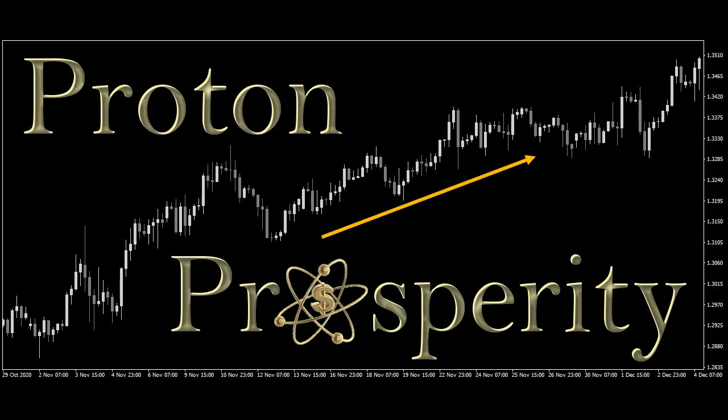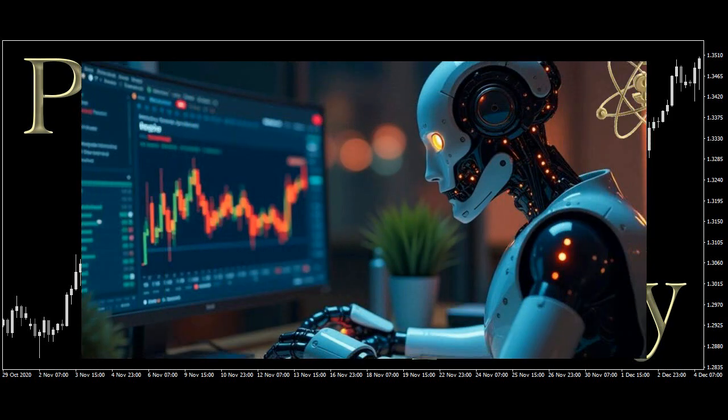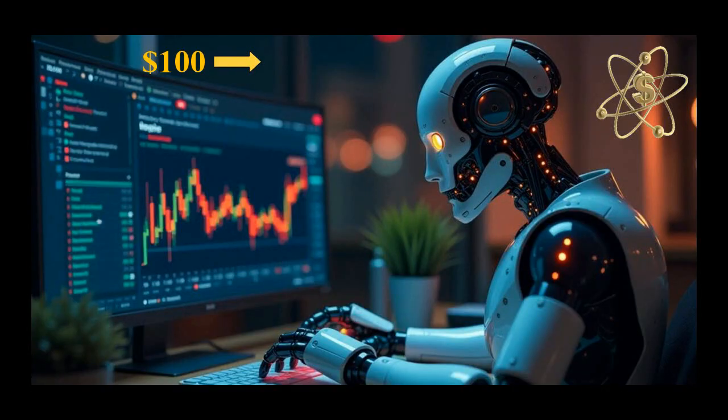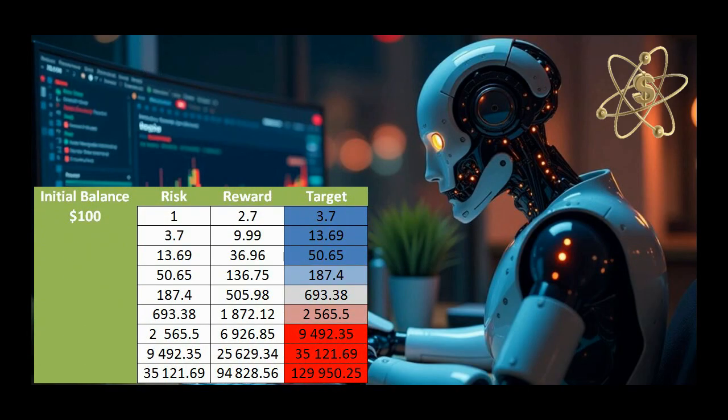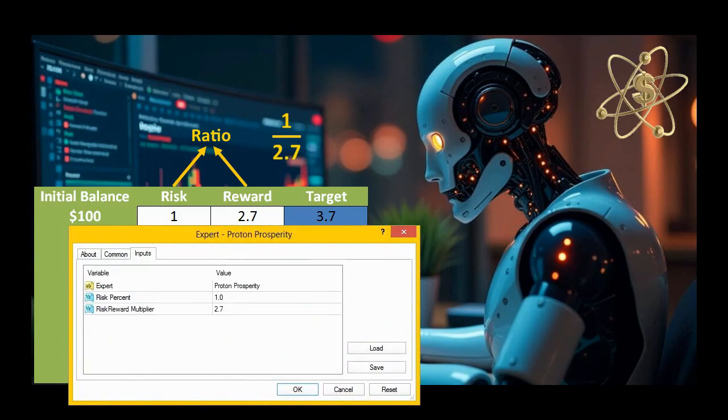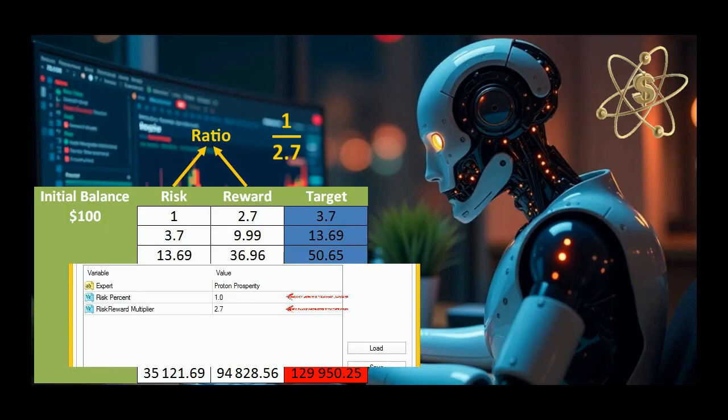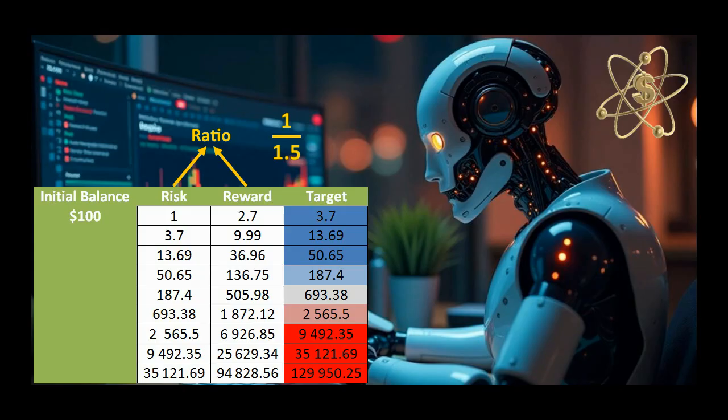In this video, we are going to show you how a trading robot can exponentially grow a small account in a couple of weeks using proper risk management. Here's how it works. Firstly, our risk-reward ratio is always 1 for 2.7. This means for every percent we risk, we expect 2.7% as profit. Anything above 1 for 1.5 has a positive expectancy for profitability.